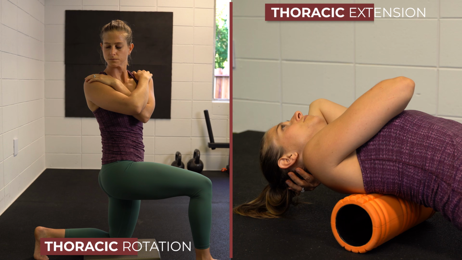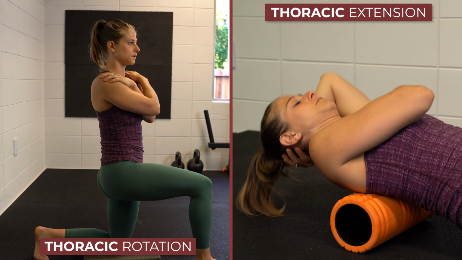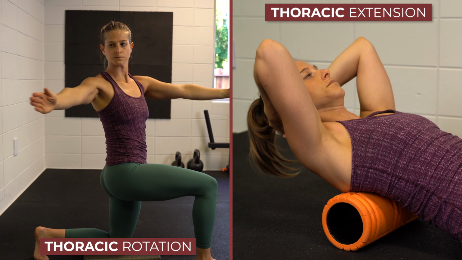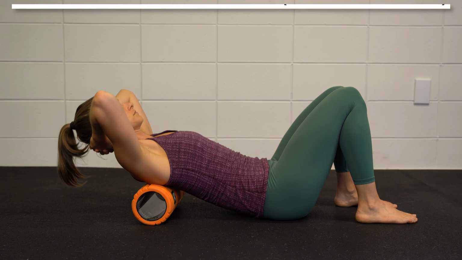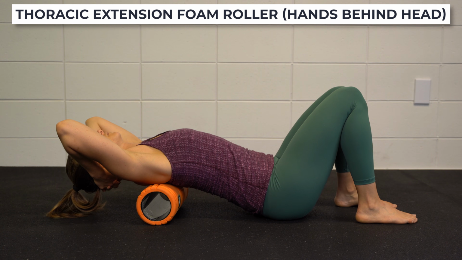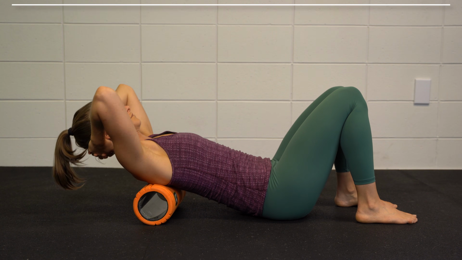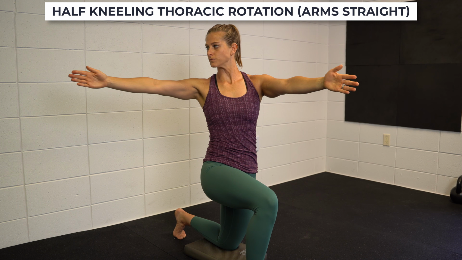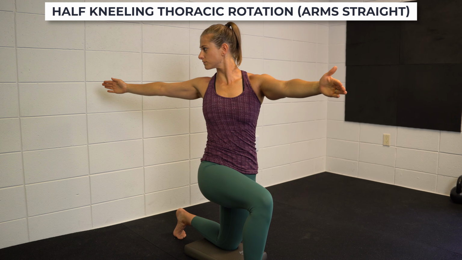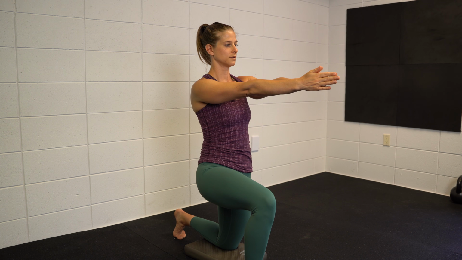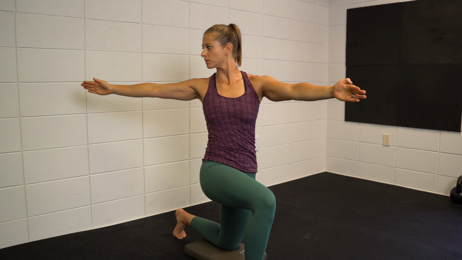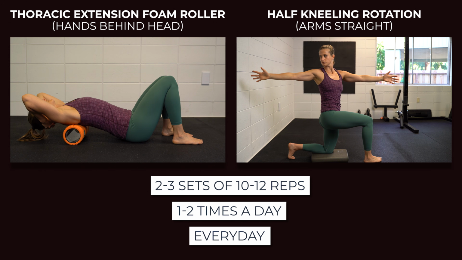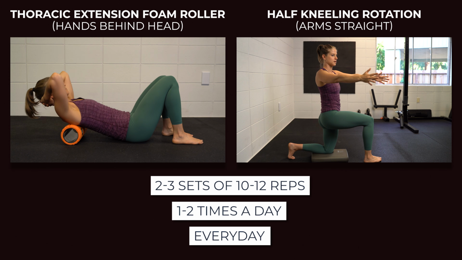For thoracic extension and rotation, you will either continue with the same variations mentioned previously, or if tolerated, you will manipulate arm placement. For thoracic extension, you will now place both arms behind the head as you move in and out of extension over a foam roller. While for thoracic rotation, you will now keep the arm straight as you rotate, reaching the arm as far back as you can.